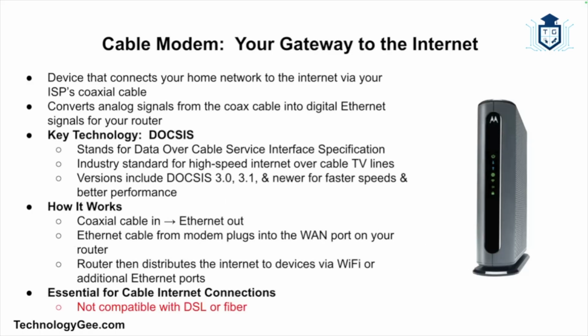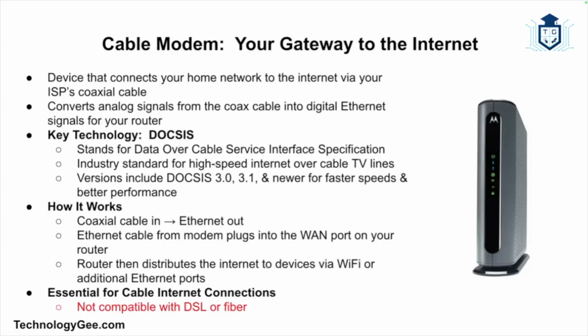All right, so let's talk about the cable modem. So if you have cable internet at home, then you are using a cable modem. And this device connects to the coaxial cable from your ISP, or your internet service provider, and converts the signal into Ethernet so your router can use it. And cable modems, they use a standard called DOCSIS, which stands for Data Over Cable Service Interface Specification. And this supports high-speed internet over the same lines as cable TV. Now, when it comes to a cable modem, just remember that cable modems, they convert coaxial signals to digital Ethernet.